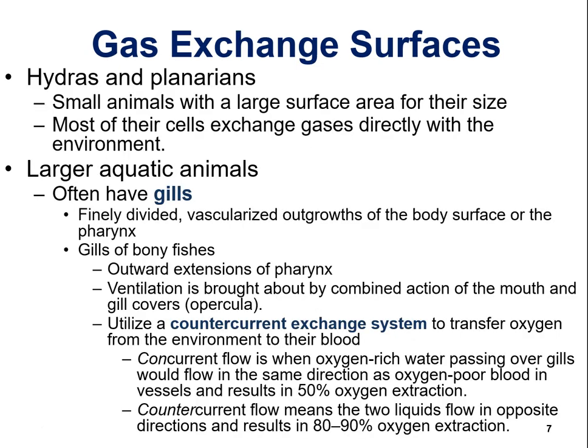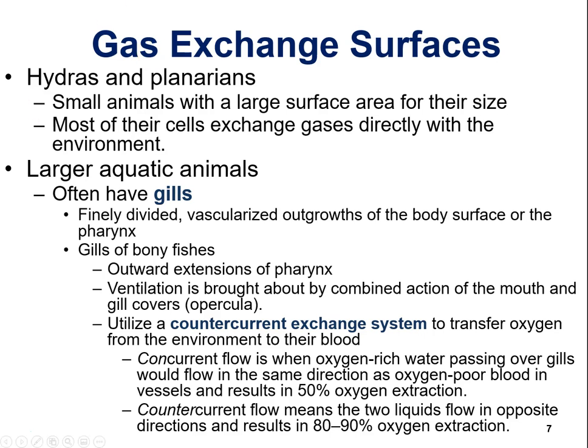Okay, so if we talk about different types of aquatic animals here, so hydra, planarians, we looked at these little guys in lab, right? They're tiny. Okay, so they're small animals, but they have a large surface area for their size. And so for most of their oxygen intake and getting rid of carbon dioxide, that gas exchange is going to occur directly with the environment. Okay, I'm going to show you a picture of all these in a second. So they don't have lungs, they don't have specialized structures. It's because they're so small and they have this large surface area compared to their body size that they're able to just exchange those gases directly with the water, essentially.